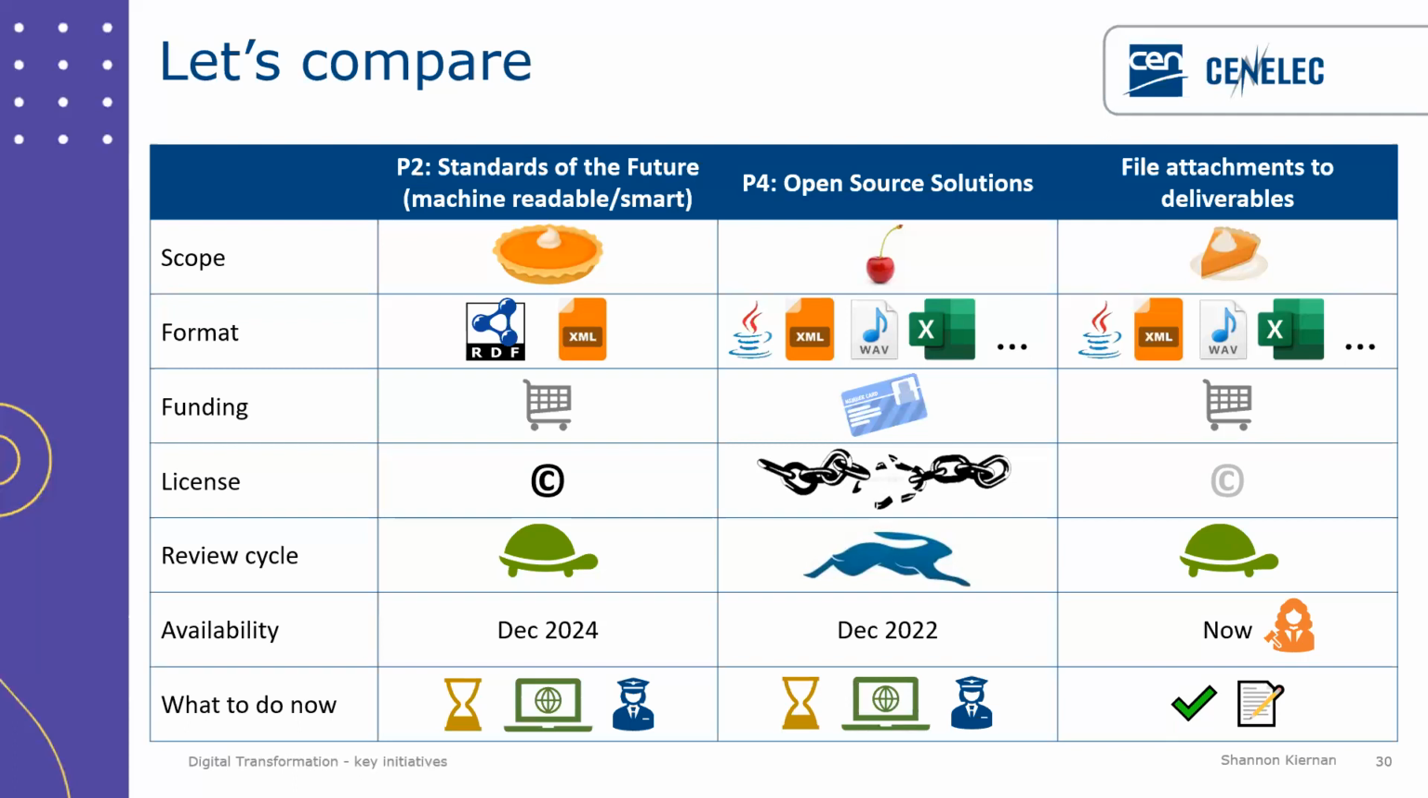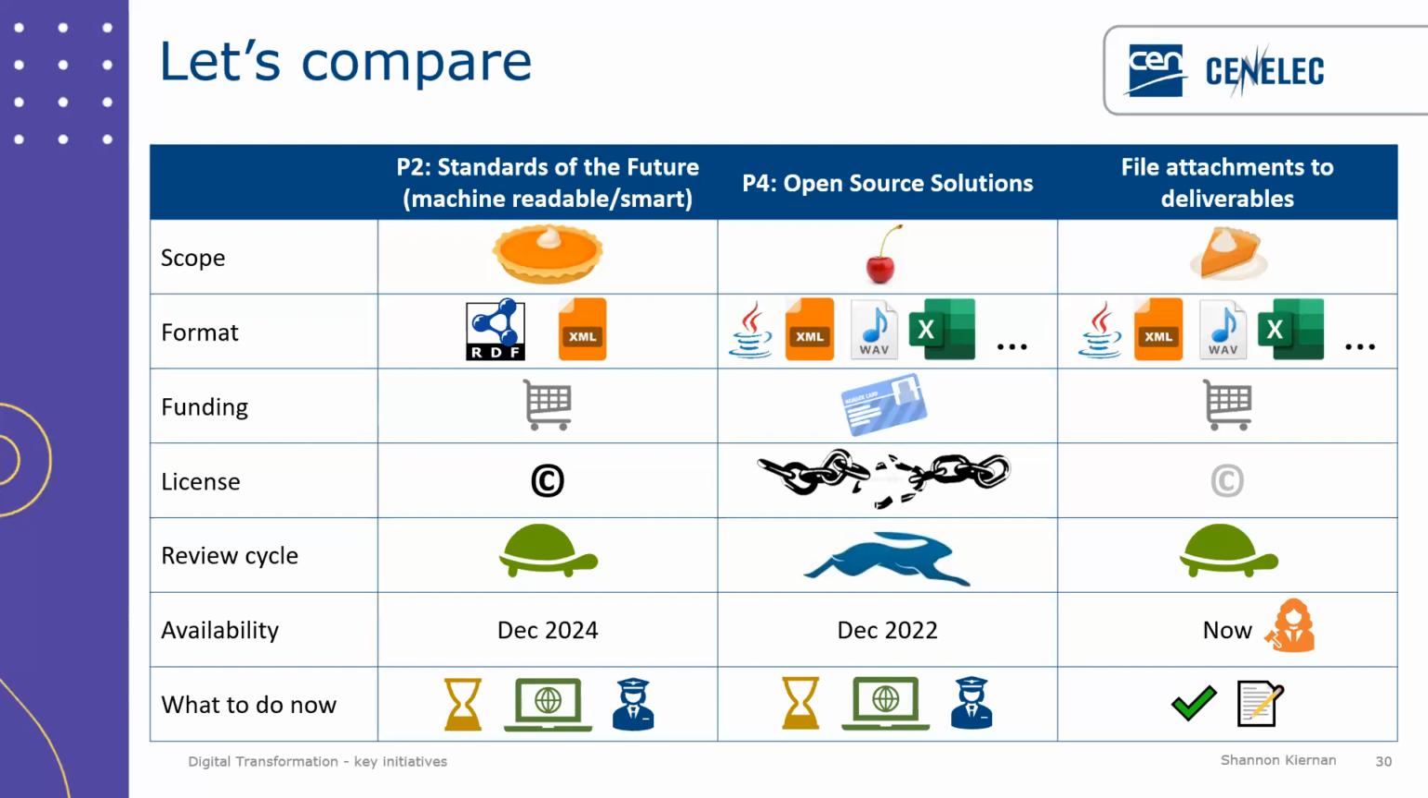The review cycle is a really important one. So for standards of the future and file attachments to deliverables, we're considering this to be part of the standard. Well, it is the standard, and therefore it's subject to the same rules that they normally are. So that's review every 5 years usually. And if you need to amend it or correct it, then those cycles apply as well. Open source solutions, we're still designing the processes, but we imagine that they will be much faster, more iterative, perhaps a continuous review cycle rather than once every X years.